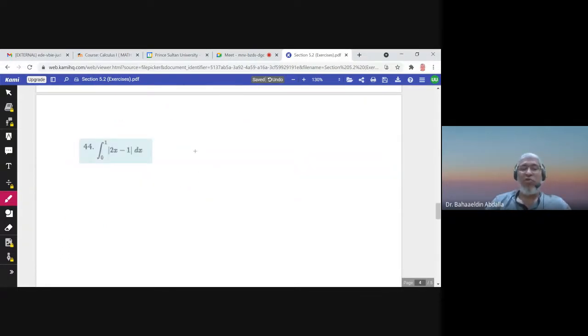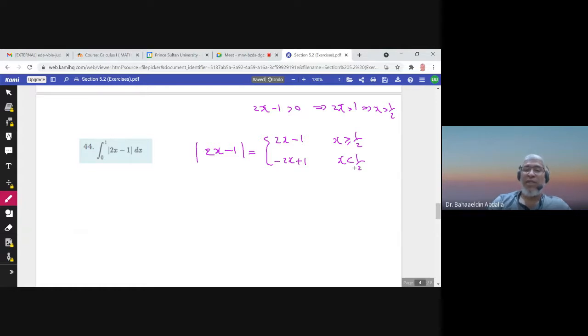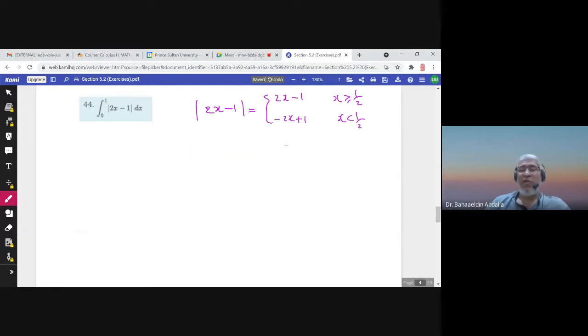Here we have absolute value, and remember, absolute value has two definitions. Either it is 2x minus 1 or negative 2x plus 1, when 2x minus 1 is greater than 0, or 2x greater than 1, or x greater than half. So actually here x is greater than or equal to half, and here x is less than half.